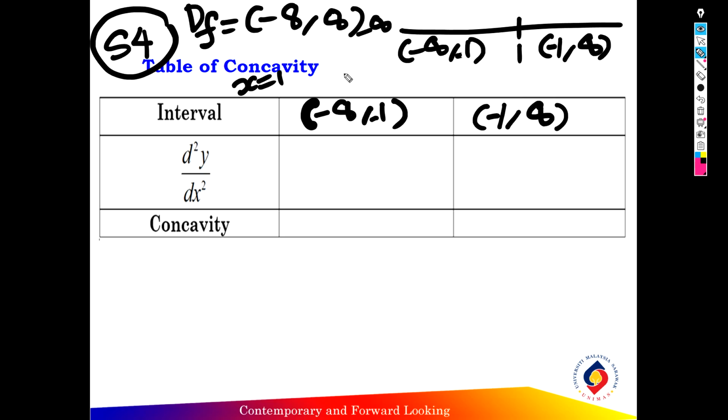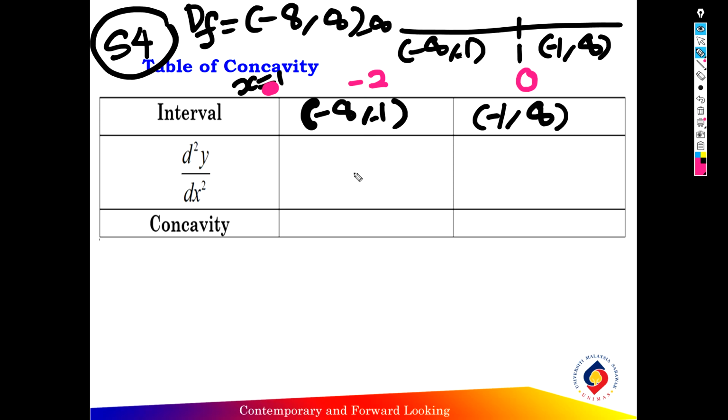Okay, corrections. The value of x here equals negative 1. So the first interval is negative infinity to negative 1, and the second interval is negative 1 to positive infinity. So for the nearest value in the first interval, you put x equals negative 2 from the left. And for negative 1 to positive infinity, the nearest value is x equals 0. So you substitute this value into the second derivative and determine the sign of the second derivative.